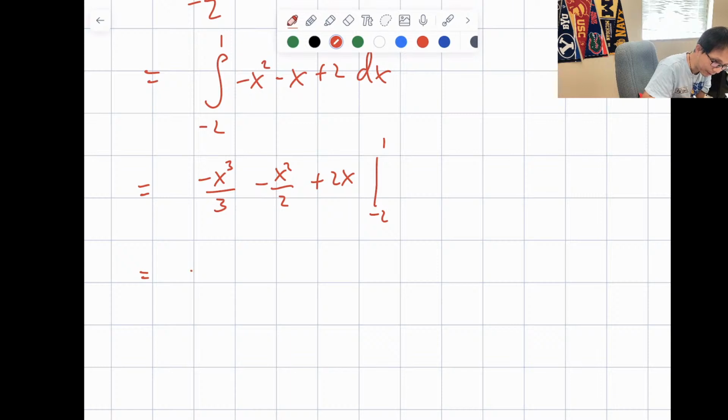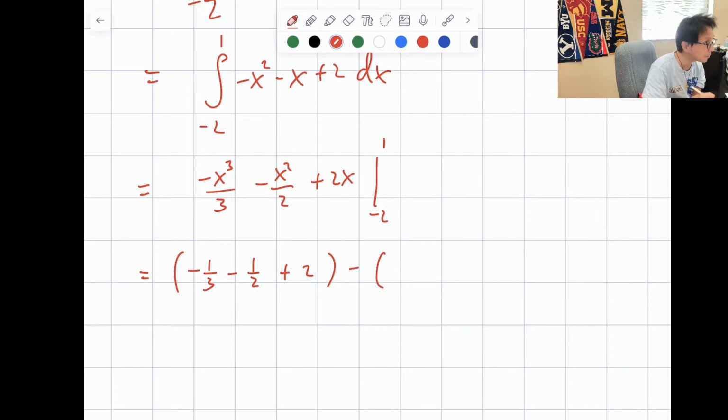Now I'm going to plug in the first value: negative 1 over 3, minus, plugging in 1, 1 over 2, plus 2. Minus negative 2 to the third power. What's negative 2 to the third power? Negative 8, times negative, so it's plus 8, right? 8 over 3 minus what? 4 over 2, sorry. Plus what?